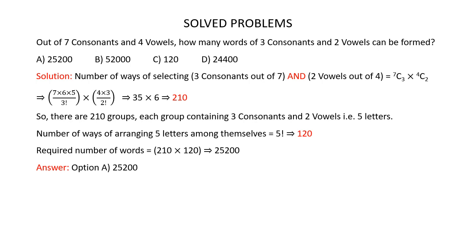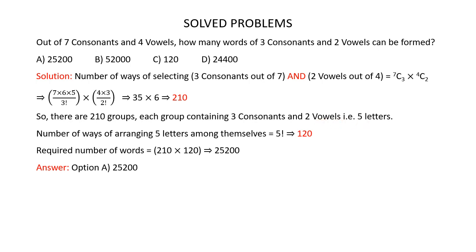We know that 3 factorial is 6. So the 6 in the numerator and the 6 in the denominator gets cancelled. 7 multiplied by 5 is 35. We know that 2 factorial is 2. So on solving this, we get 6. So 35 multiplied by 6 is 210. So there are 210 groups, and each group contains 3 consonants and 2 vowels, that is 5 letters.